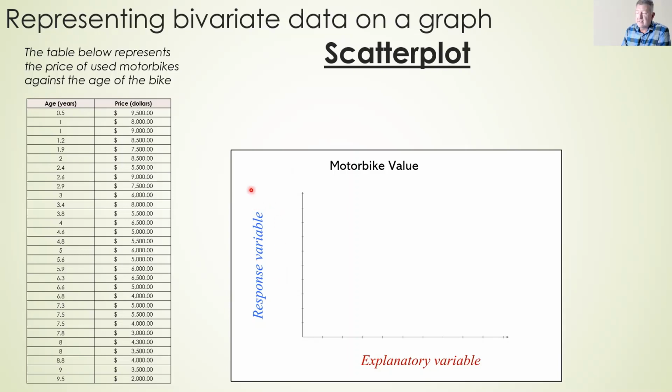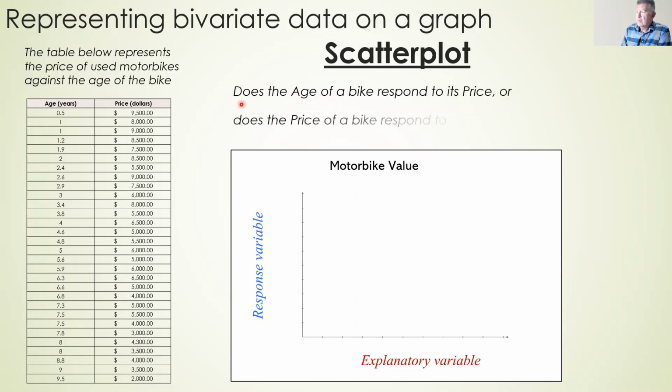So now all we have to do is decide which variable is which. So let's put it in a sentence. Does the age of a bike respond to its price, or does the price of a bike respond to its age? It's pretty clearly the second one, isn't it?